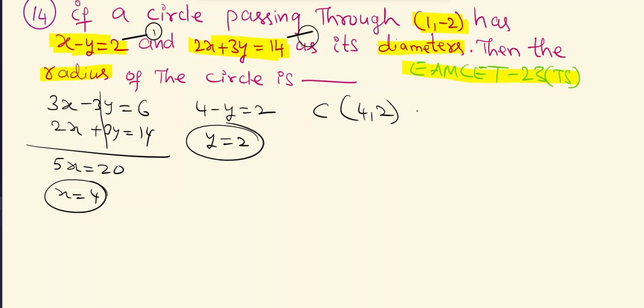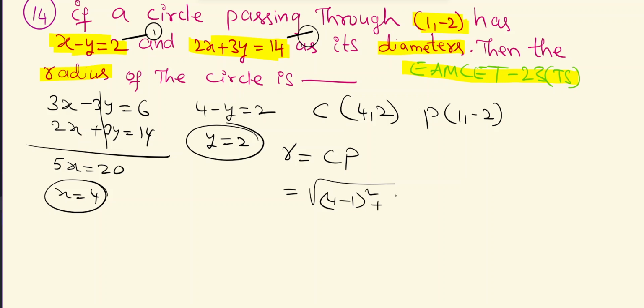And the circle passes through the point P, given as (1, minus 2). Now find the radius of the circle. Radius r is equal to the distance between these 2 points. This is root of (4 minus 1) whole square plus (2 plus 2) whole square. That is 4 minus 1 is 3, square is 9, plus 2 plus 2 is 4, square is 16. That is equal to root 25, which is equal to 5. This is the radius of the circle.